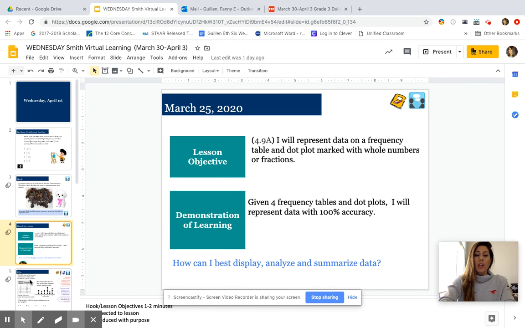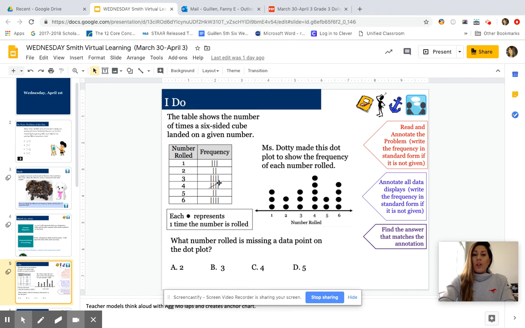So let's go ahead and move on to the I do. Let's read and annotate the problem. Write the frequency in standard form if it is not given. Remember, standard form is your number. After we do that, we're going to annotate all data displays. After I annotate this table, I'm going to annotate this dot plot. Then I'm going to find the answer that matches the annotation. Make sure you are reading carefully to see what exactly they are asking us for. So let's go ahead and begin.